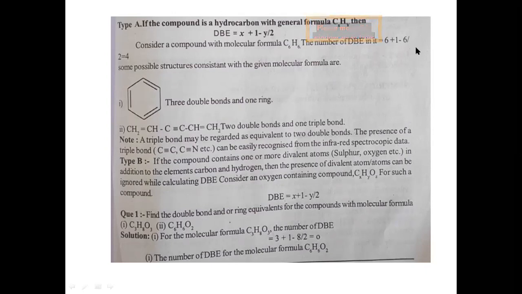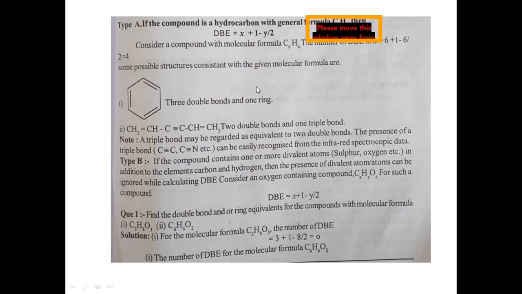For 4 unsaturations, we may consider a benzene ring: three double bonds and one benzene ring. One benzene ring is considered as one unsaturation. So three double bonds plus one ring corresponds to 4 unsaturations. You should keep in mind the whole benzene ring is considered as one ring.